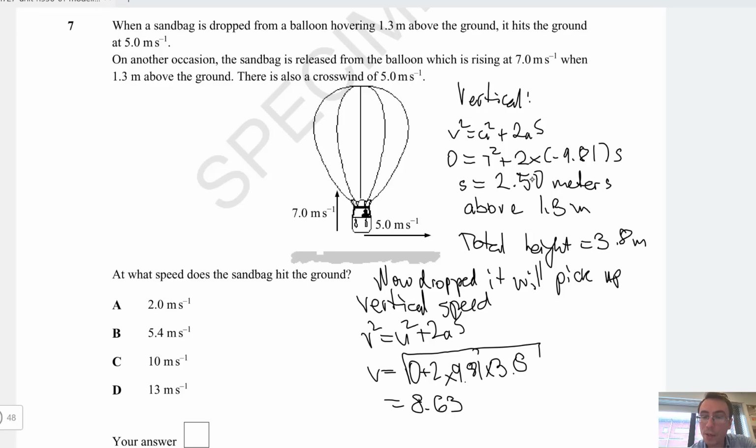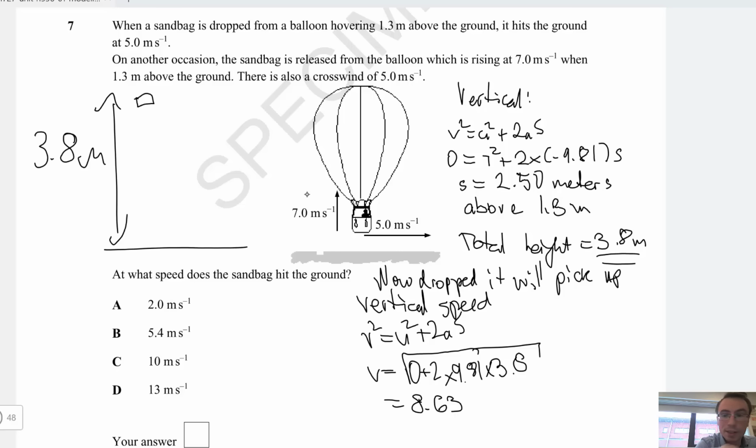Okay, so that is a maximum height of 2.5 above the 1.3 meters when it was released. So the total height in the second case, from when the sandbag starts picking up speed again, will be 3.8 meters above the ground. Now in that time, it will start to pick up speed, so we can use v squared is equal to u squared plus 2as, and that's going to give me 0 plus 2 times 9.81 multiplied by 3.8, and that's going to give me 8.63 meters per second when this thing is about to hit the ground.